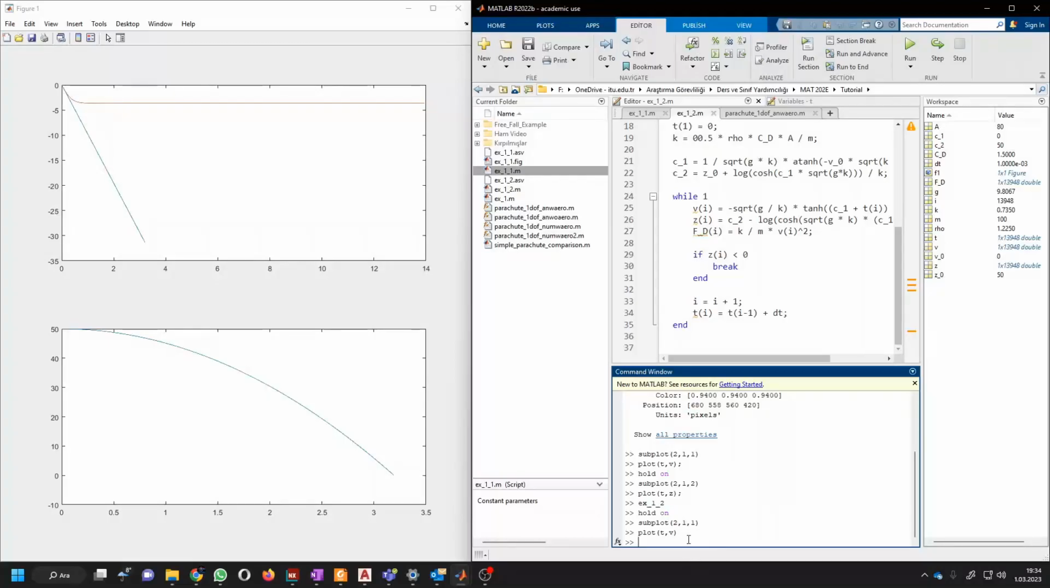Okay. Subplot 2 1 2, plot z with respect to t. Okay.